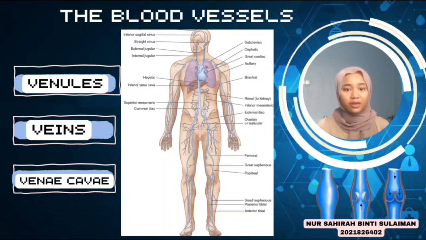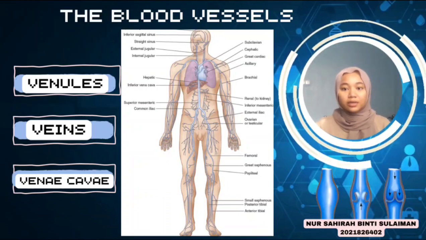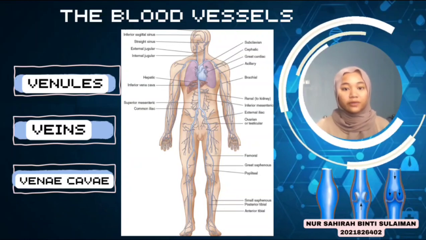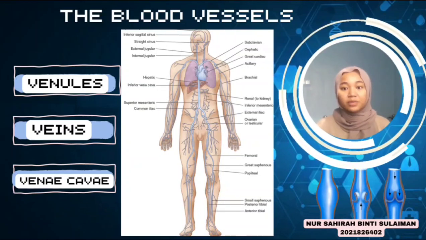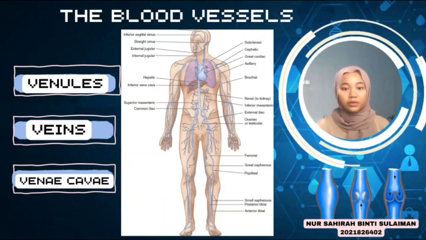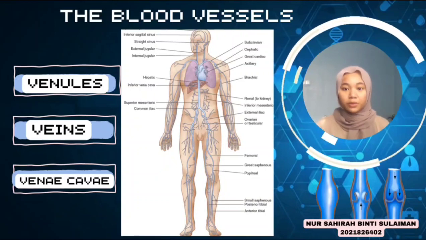The vena cavae are the two largest veins in the body. These are the veins that return blood into the heart. The superior vena cava transports blood from the upper portion of the body to the heart. The inferior vena cava transports blood from the lower portion of the body to the heart.